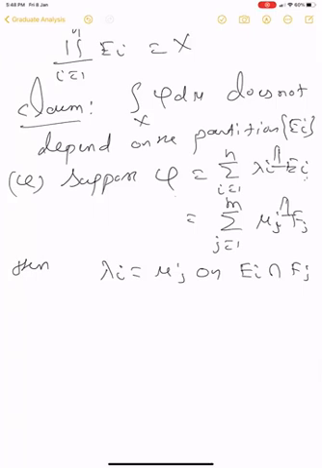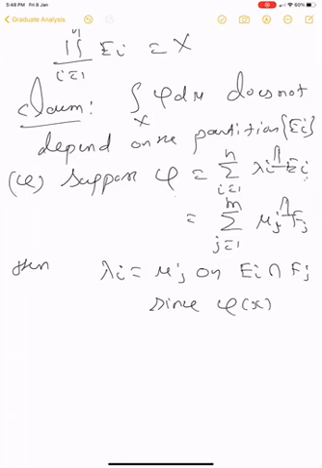Before that, we notice that lambda_i equals mu_j on E_i intersection F_j. I mean, suppose x is in the intersection. Then what is phi of x? It is just phi of x, so the two expressions should coincide.